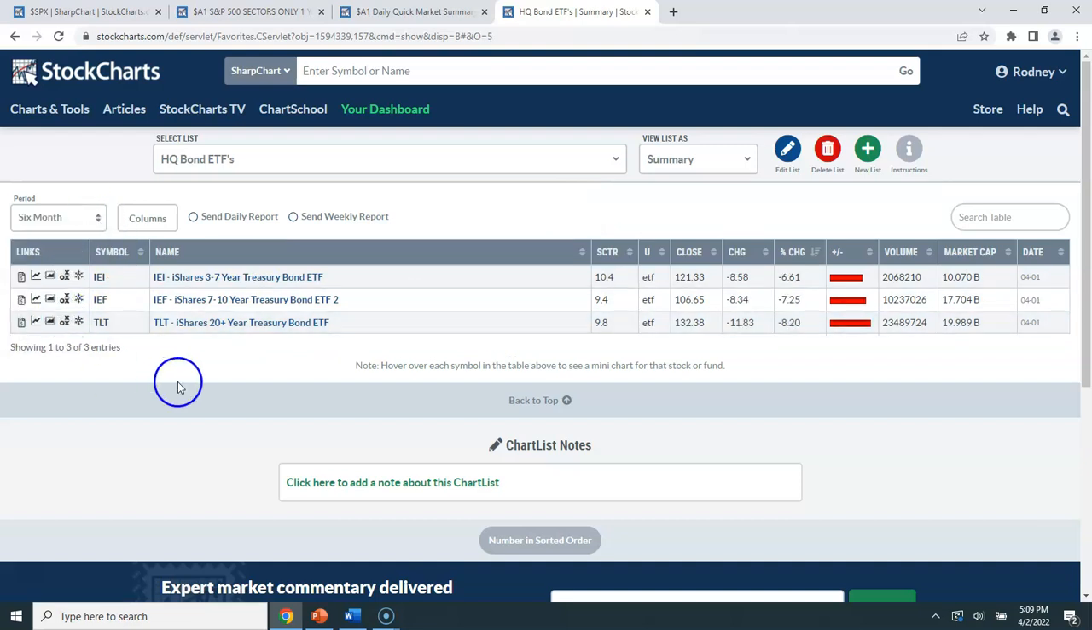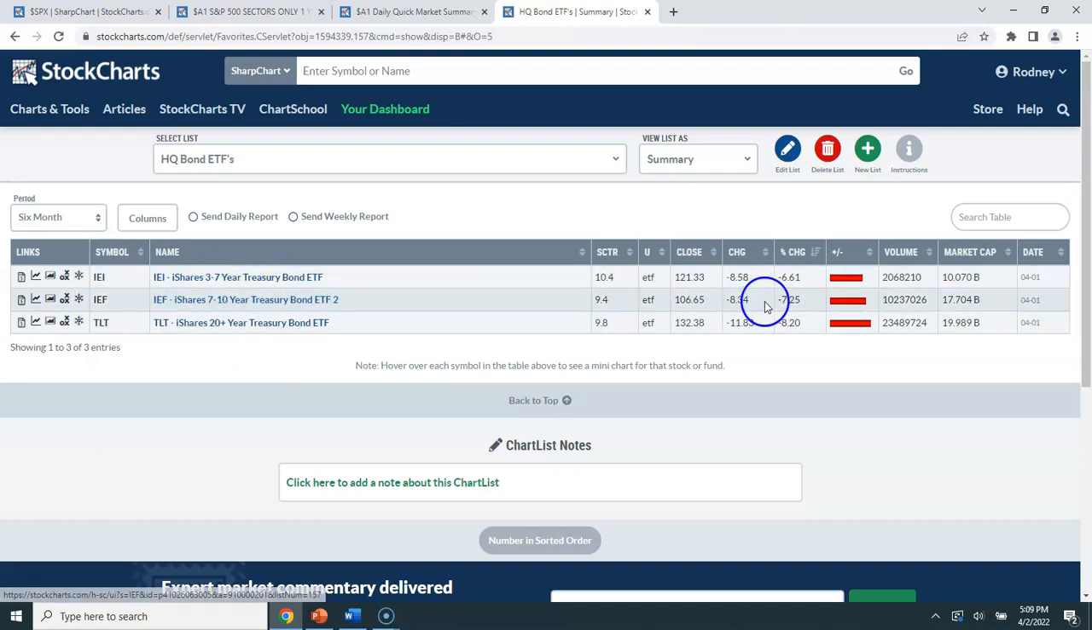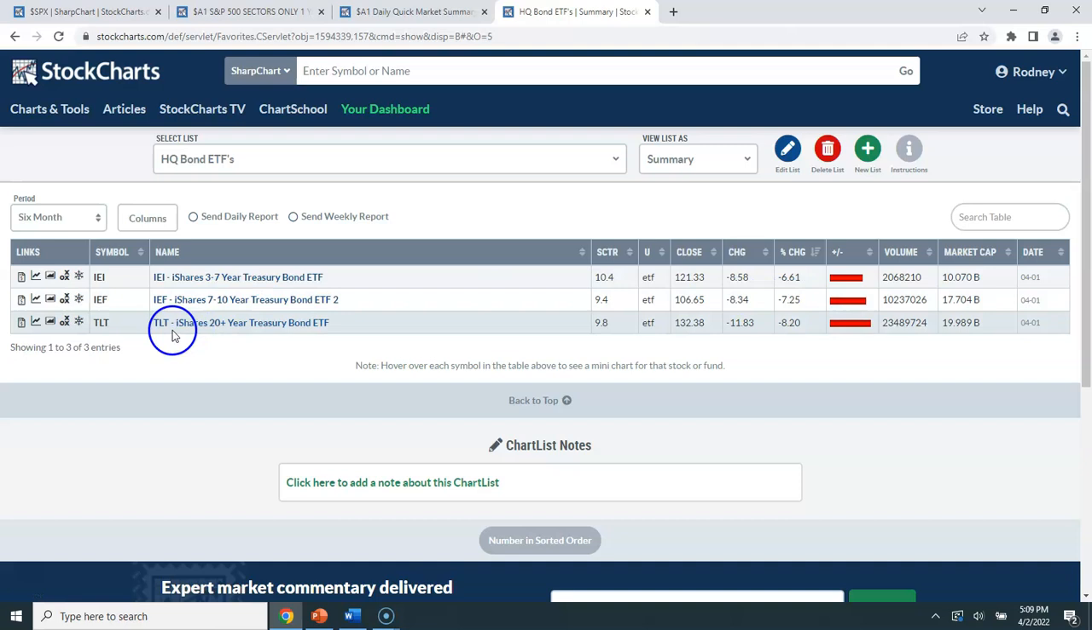Let's go back 6 months. Look at this. The 3 to 7 year is down 6.61. The 7 to 10 year is down 7.25. The 20-year TLT is down 8.20. That's just over the last 6 months, guys. These are high-quality bonds. These are the things that for the last 40 years, since 1981, in the peak of interest rates, you used to be able to use to offset equity risk. It's not working anymore, and it's probably not going to work for a while. It's probably not going to work for years.